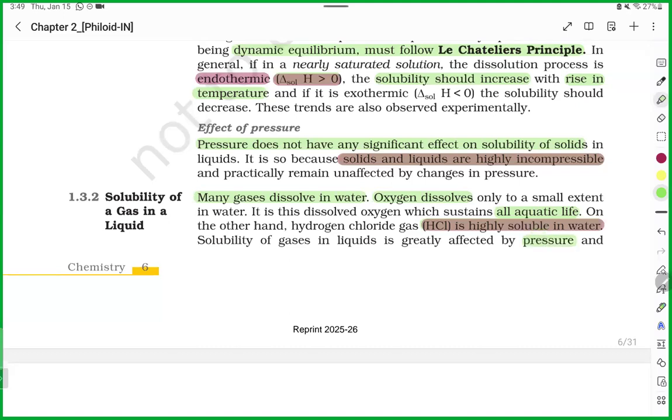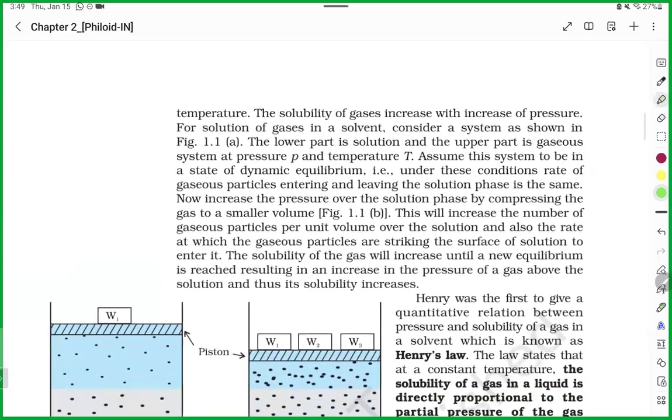So pressure and temperature both play an important role. Solubility increases with increase in pressure. Any doubt, guys, in this? Because imagine you have a solution. If you increase pressure from above, if you compress it, then more gas will dissolve in water. Any doubt? More gas will dissolve with increase in pressure.